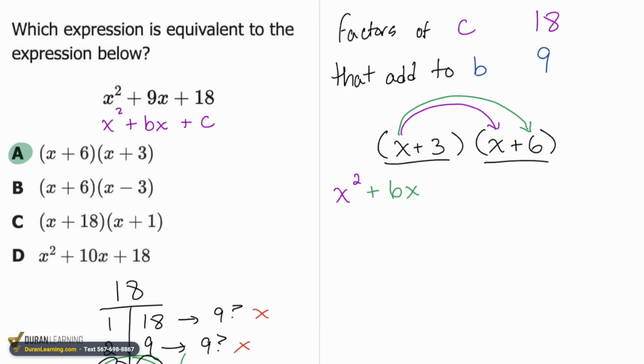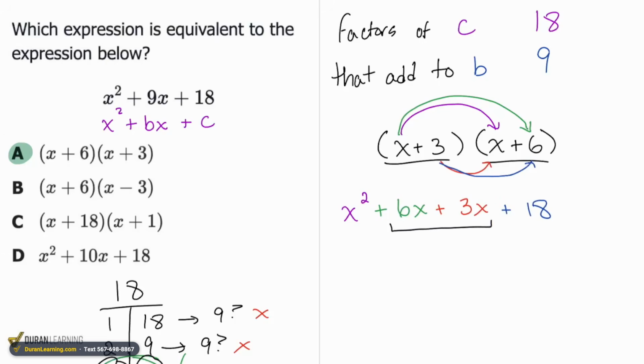Then we continue. 3 times x is 3x. And lastly, 3 times 6 is 18. This is absolutely the same as FOIL. The opposite of factoring is foiling. Now we have to combine like terms. We take the 6x and the 3x together, and that's going to be 9x right there. And then we have the 18.